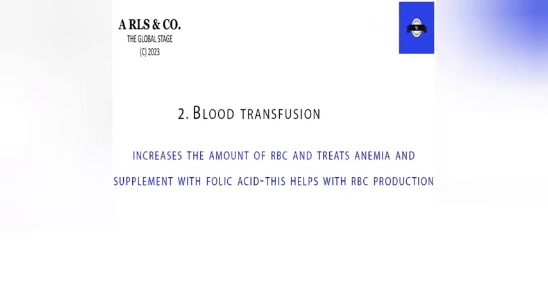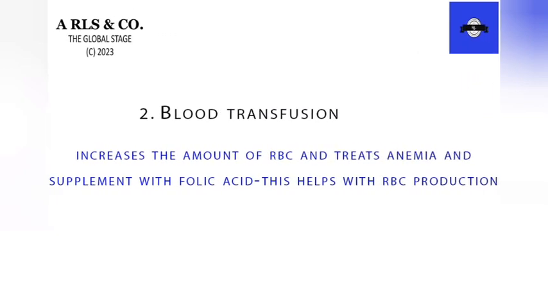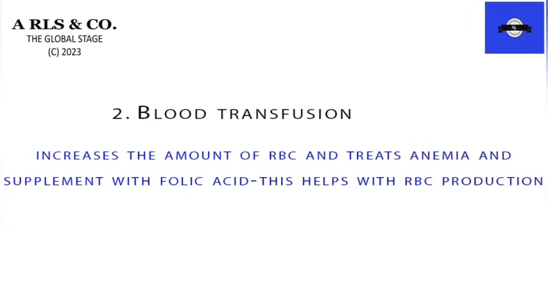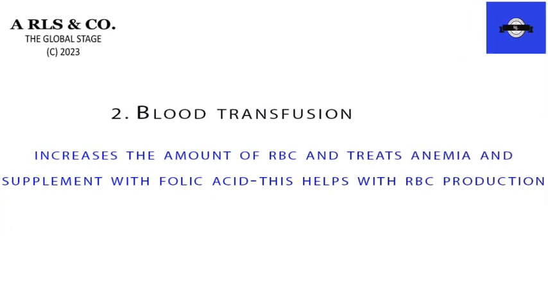Number 2 is blood transfusion. This will increase the amount of red blood cells and treat the anemia. Folic acid can also be given to help with the production of red blood cells. And a lot of times we don't give iron because it may cause iron toxicity.